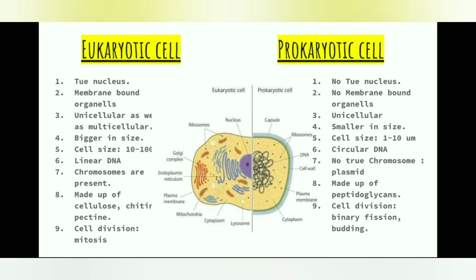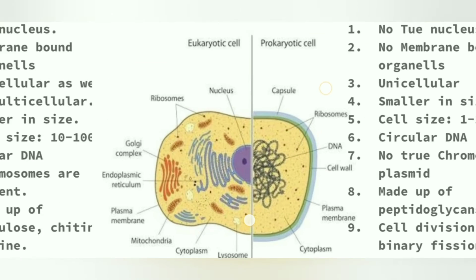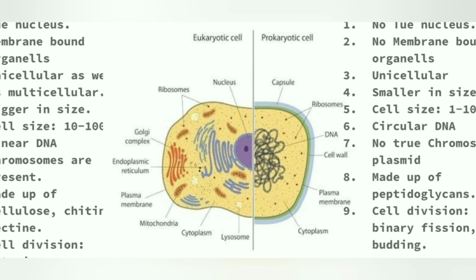So these are all the comparisons between these two cells. Here you can see the eukaryotic cell is so complicated because of the presence of organelles, whereas the prokaryotic cell is just a simple cell. In eukaryotic cells, organelles are the easiest way to organize everything, including cellular function. That's exactly what the eukaryotic cell is doing.